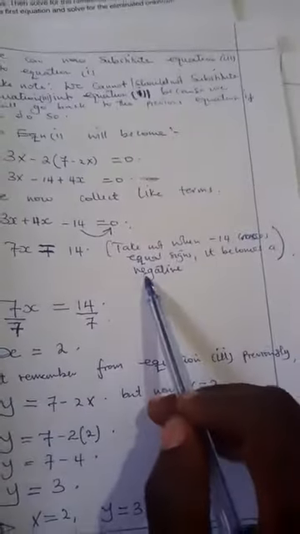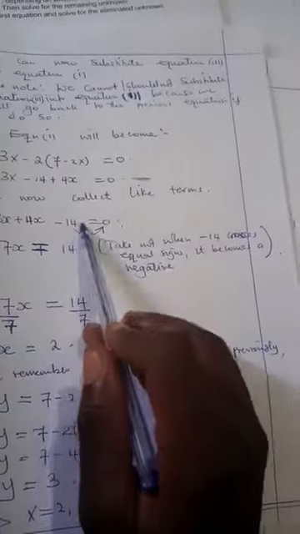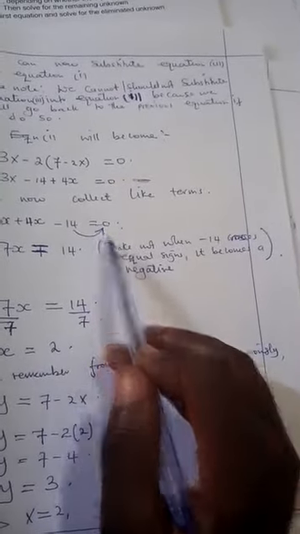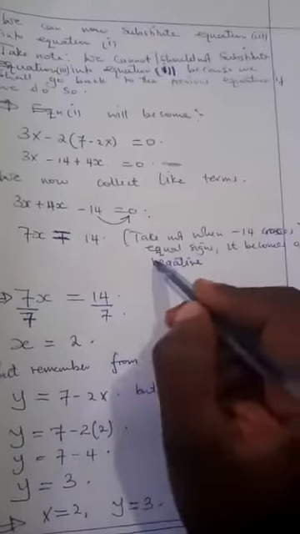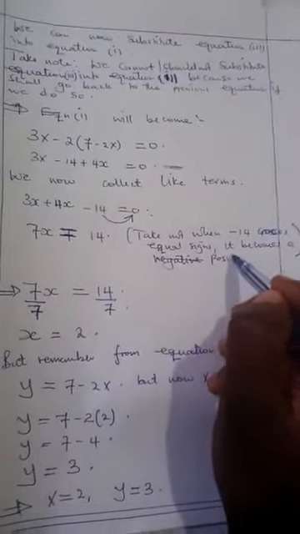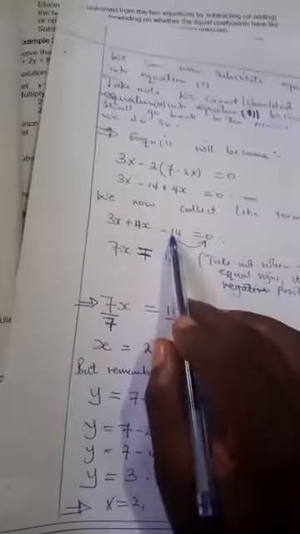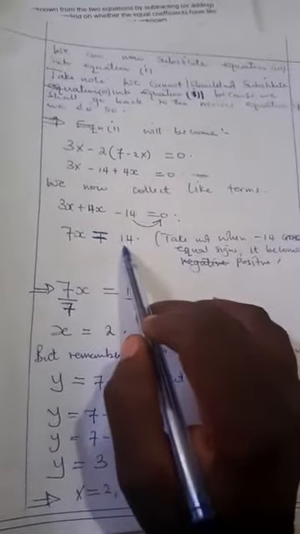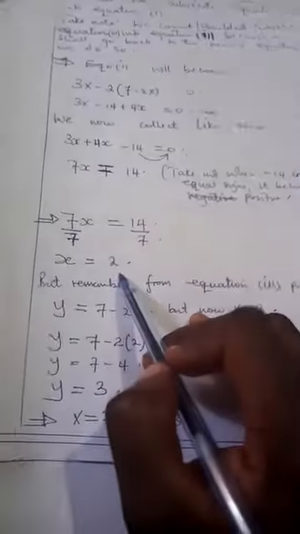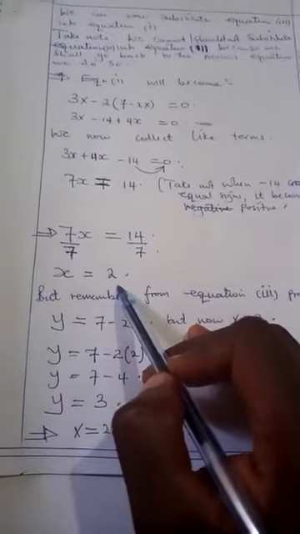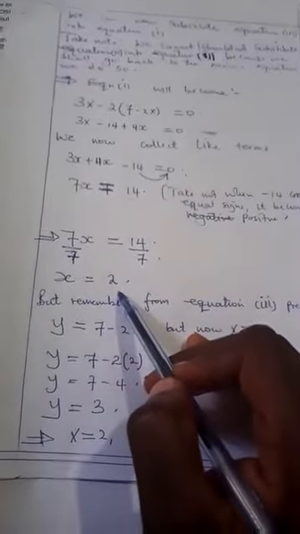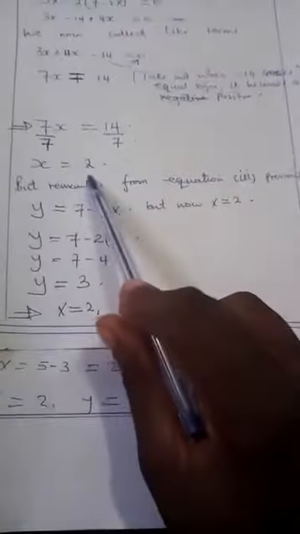Take note, when negative 14 crosses the equal sign around here, it becomes a positive, not a negative. Kindly take note of that. It becomes a positive. That's why from negative 14, it is becoming a positive 14. And when we divide this out by 7, x will be 2. So when now x is 2, remember we want to solve both x and y, because in simultaneous equations, we have two unknowns. So now we have solved for x.